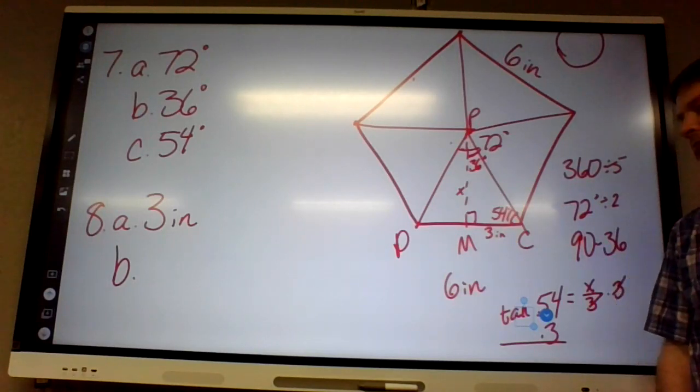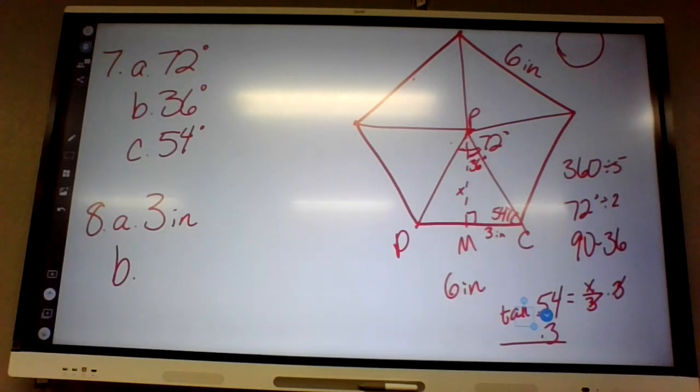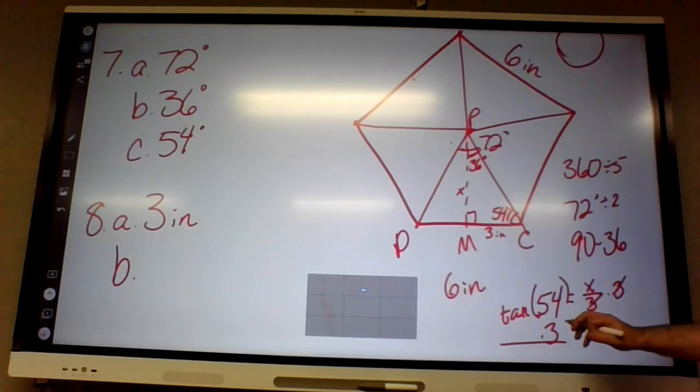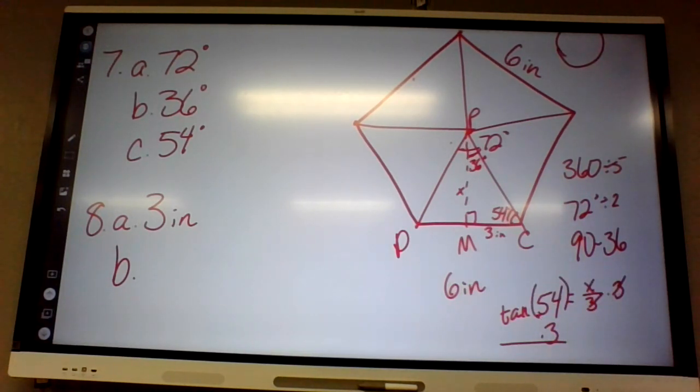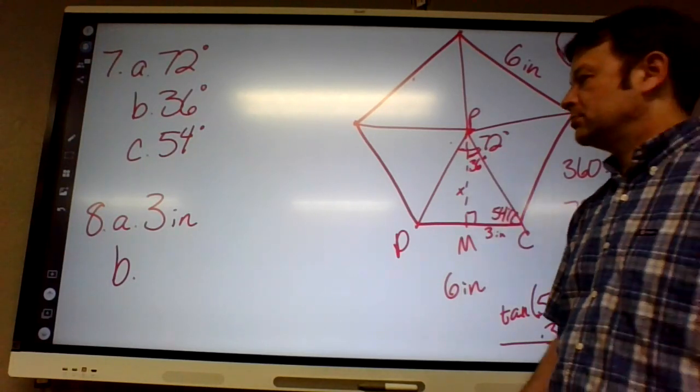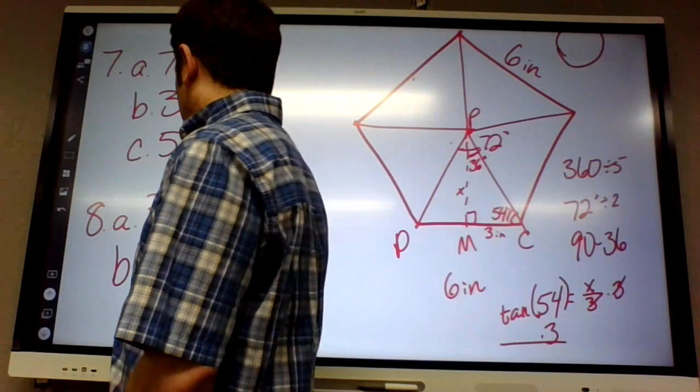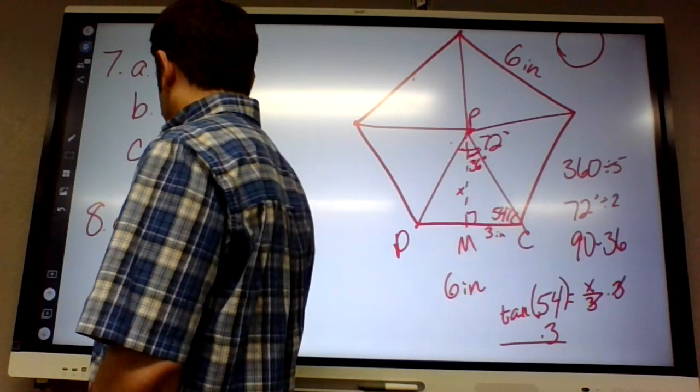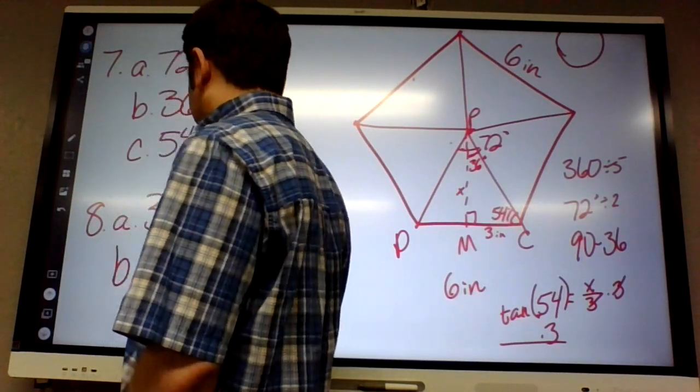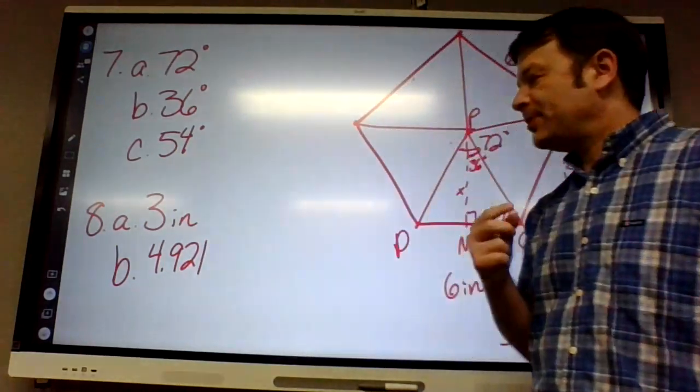Oh, it's going to be 0.32 times 3. Oh wait, tangent of 54 times 3. That's what I did. It's 4.12914576. Good job. I think they just put 4.9.